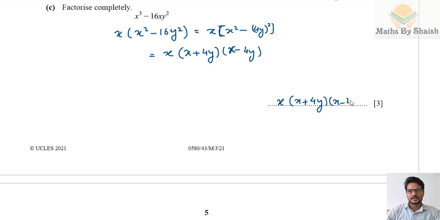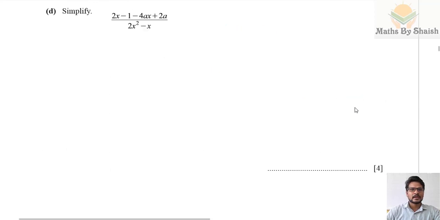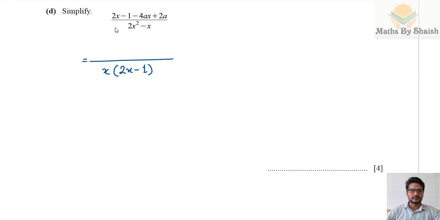So this is x plus 4y and x minus 4y, so it is x times x plus 4y times x minus 4y. And here's the D part of this, 2x minus 1 minus 4ax plus 2a upon 2x square minus x. So we need to simplify. First of all, in the denominator we can see x is common, so if we take x common, we are left with 2x minus 1. Now on the basis of this we need to find something in the numerator as 2x minus 1, so that we can cancel it.